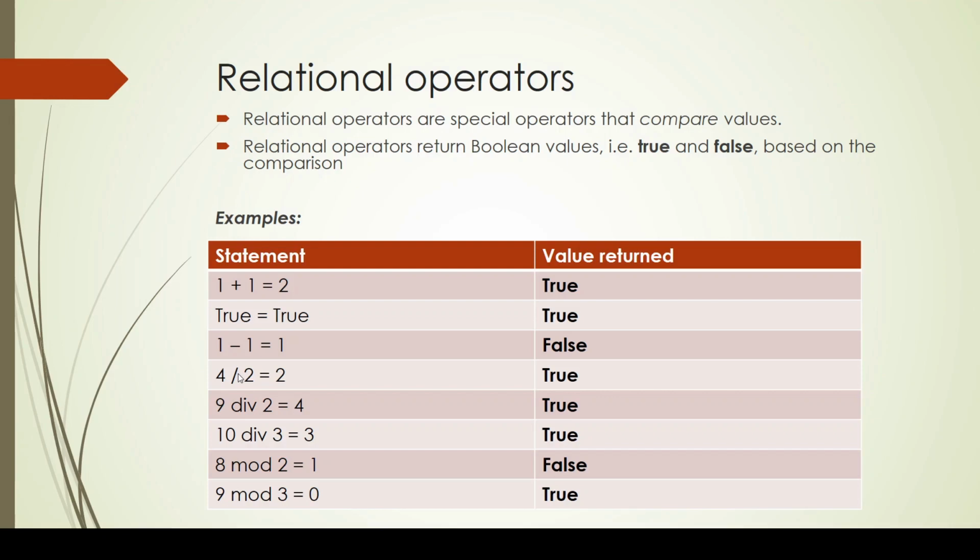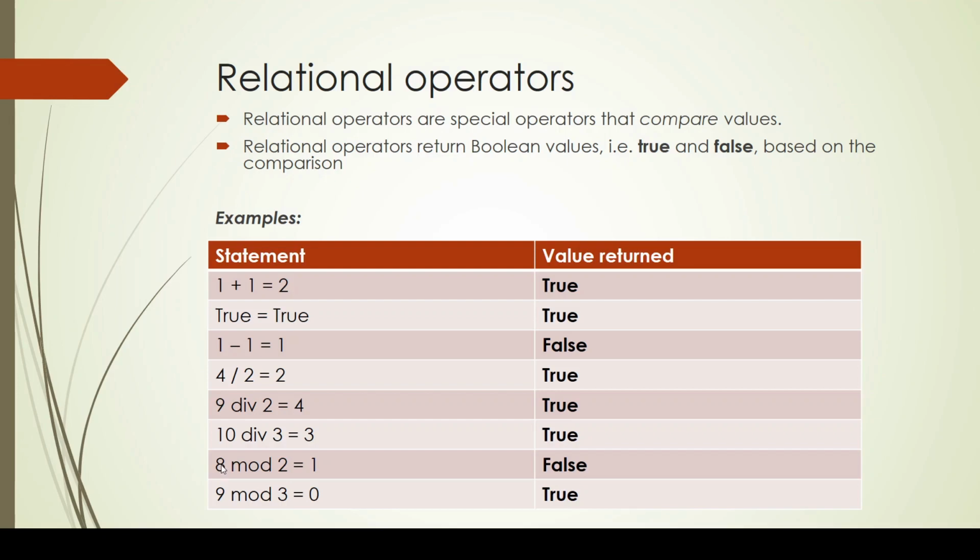4 divided by 2, it's performing real division, is equal to 2, it will return true. Using div, 9 div 2. 2 can go into 9 4 times. Our answer will be true. 10 div 3 is equal to 3. Yes, because 3 can go into 10 3 times. It will evaluate to true.